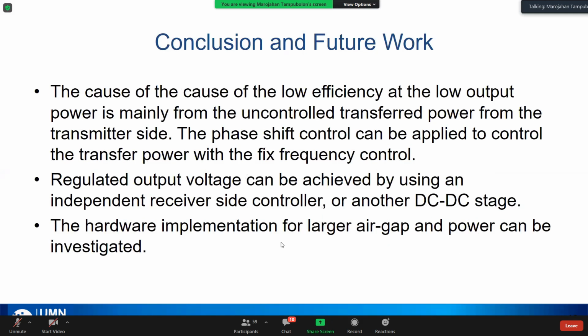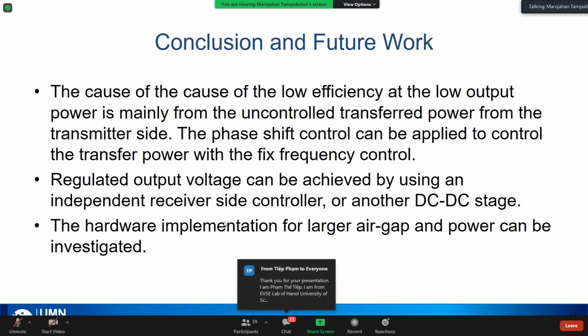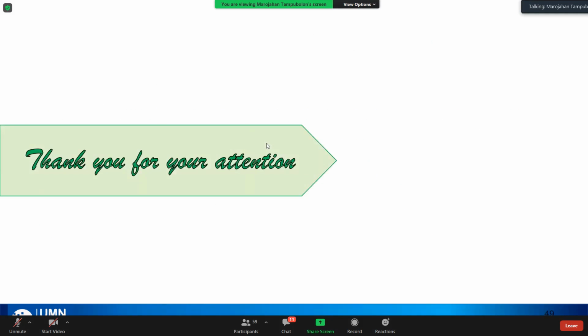For future work, maybe using a regulated output, and a larger air gap can also be used in the future. So this concludes my presentation, and thank you for your attention. I give it back to Dr. Young.